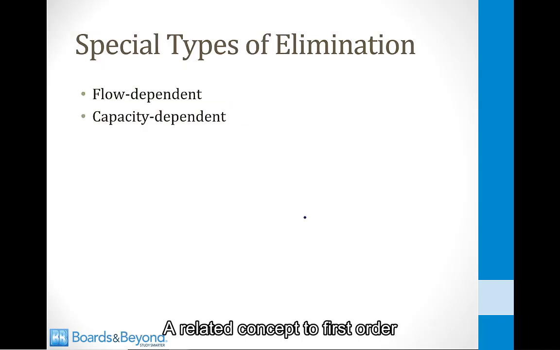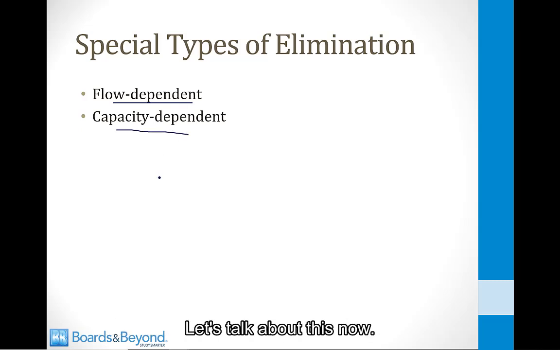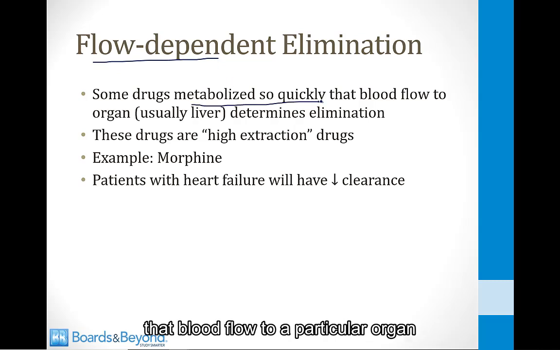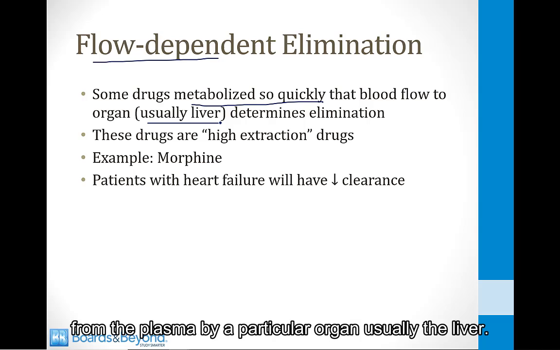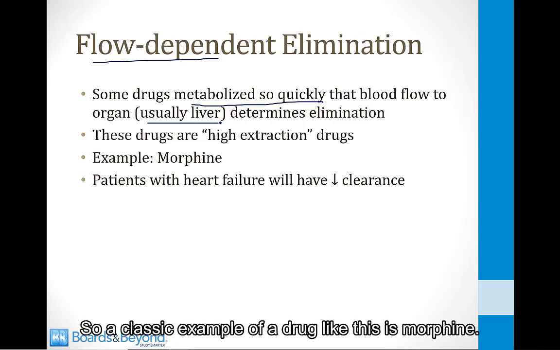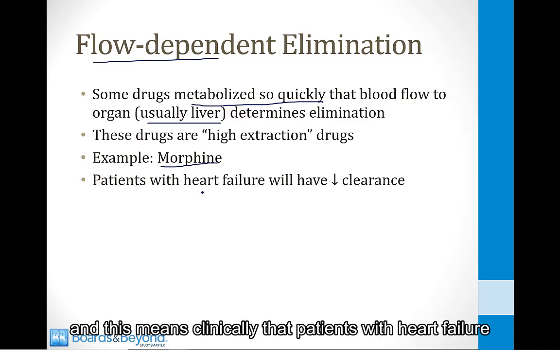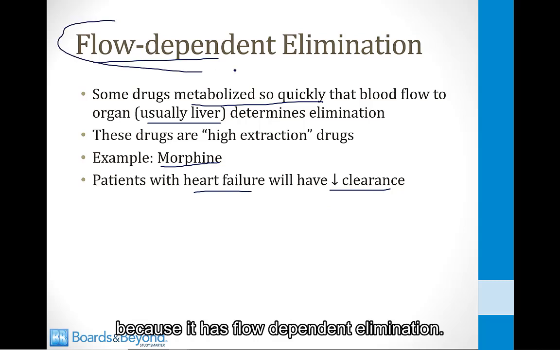A related concept to first order and zero order elimination kinetics are two special types of elimination called flow-dependent and capacity-dependent. So let's talk about these now. Flow-dependent elimination refers to drugs that are metabolized so quickly that blood flow to a particular organ, usually the liver, determines elimination. These drugs are virtually all extracted from the plasma by a particular organ, usually the liver. This means that the rate of elimination is essentially dependent on blood flow. So a classic example of a drug like this is morphine. Morphine exhibits flow-dependent elimination, and this means clinically that patients with heart failure and less blood flow will exhibit decreased clearance of morphine because it has flow-dependent elimination.